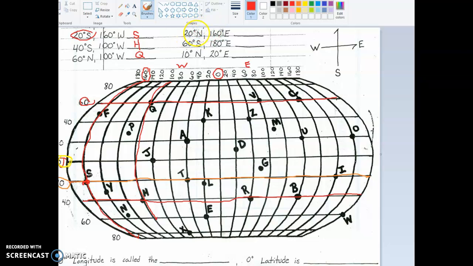We have 20 degrees north over here. There's our 20. I know it's kind of cut off here on the screen for you guys, but there's 20. Our point's going to be here on the line. And then we have 160 east. So on this side now, 160, follow the line, that'll be O.